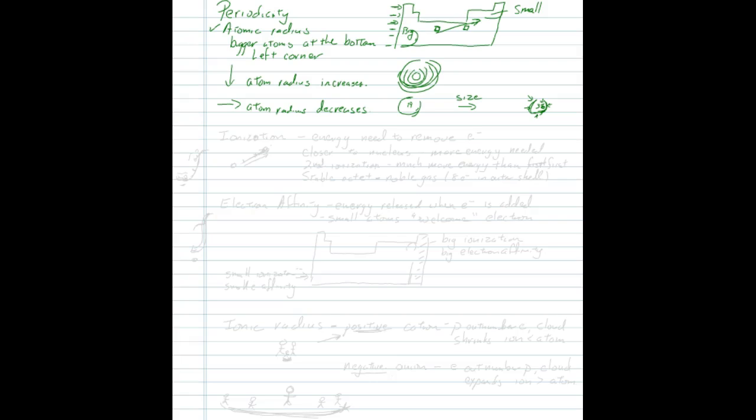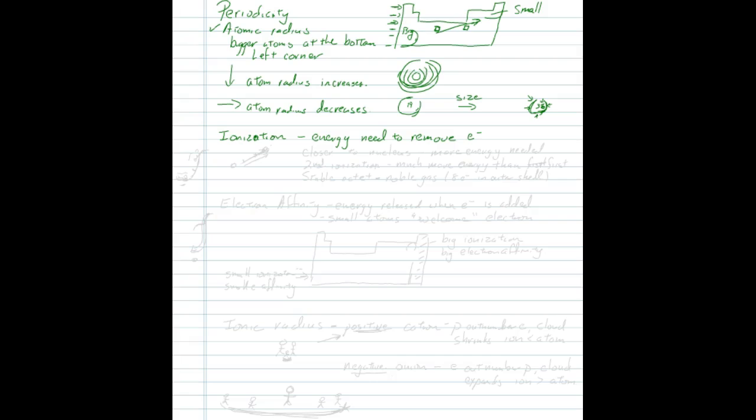The next two patterns derive directly from the size. Ionization energy. The ionization energy is the energy needed to rip out the electron from the atom. It's the energy needed to remove the least strongly held electron. Usually the least strongly held electron is on the outside.